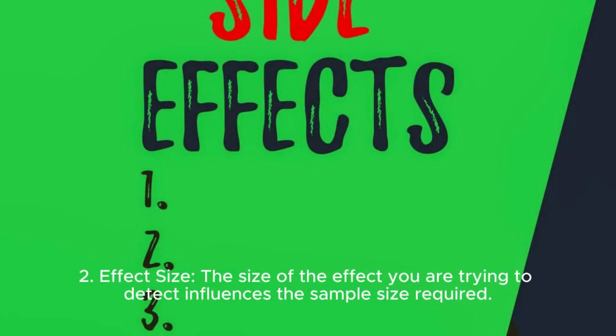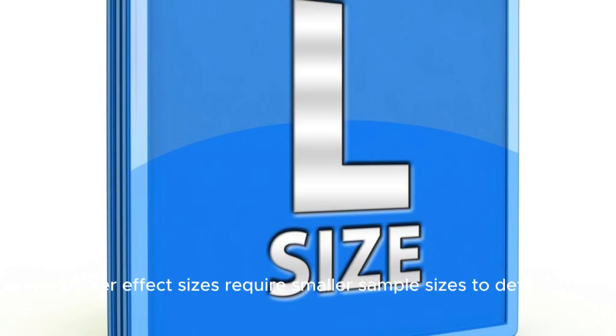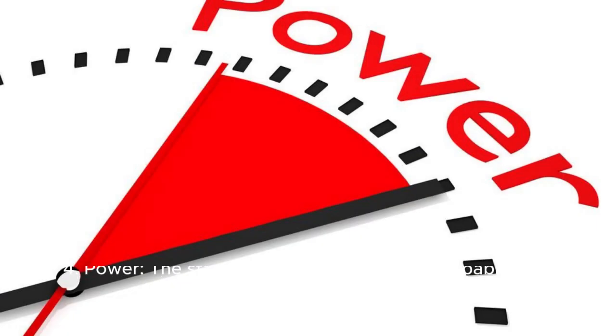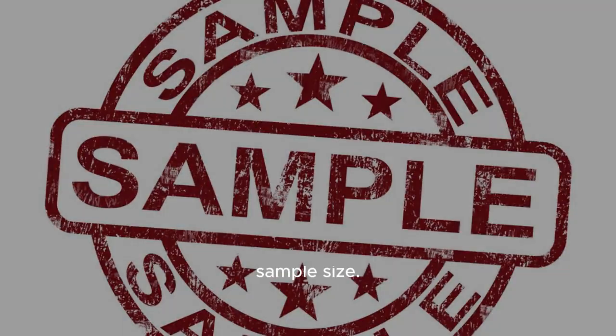2. Effect size. The size of the effect you are trying to detect influences the sample size required. Larger effect sizes require smaller sample sizes to detect. 3. Confidence level. The desired level of confidence in the study results, for example, 95% confidence, affects the sample size calculation. 4. Power. The statistical power of a study, the probability of detecting an effect if it truly exists, is typically set at 80% or higher, which also impacts sample size.